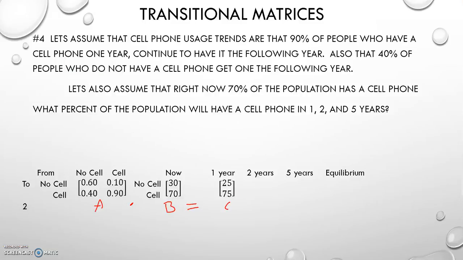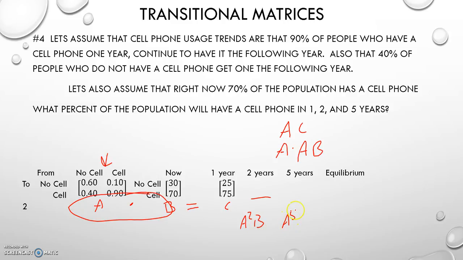So if we think of this as A times B equals C, what I want to do to get the 2-year distribution is take A times C, because we're going to assume that all of these trends continue. But if C is A times B, then if we replace C with A times B, I can say it's A times A times B. In other words, in 2 years, it's going to be A squared times B. In 3 years, following that same logic, it would be A cubed times B.